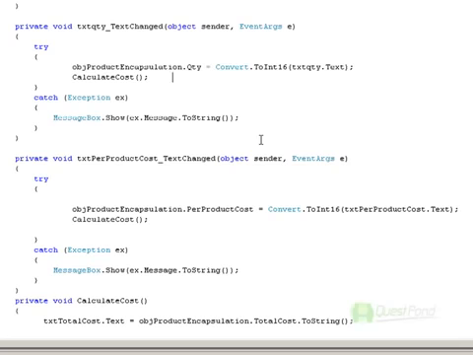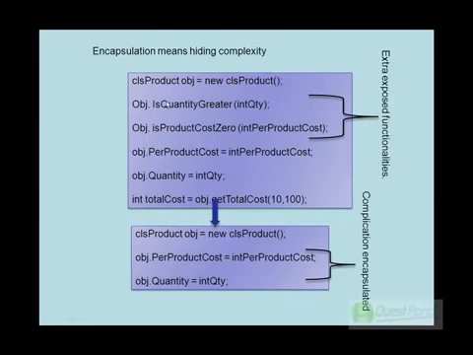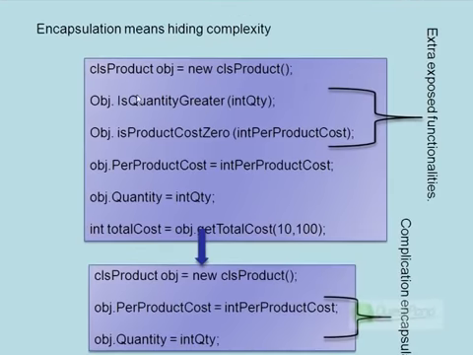And how does it make things simpler? It makes the object or class simpler by hiding the complexities from the external world. For example, over here, the checks of the quantity and the checks of the per product cost are completely hidden from the external world. The external world, or the UI developer, now just needs to go and set the property. The rest will be taken care of by the class itself.